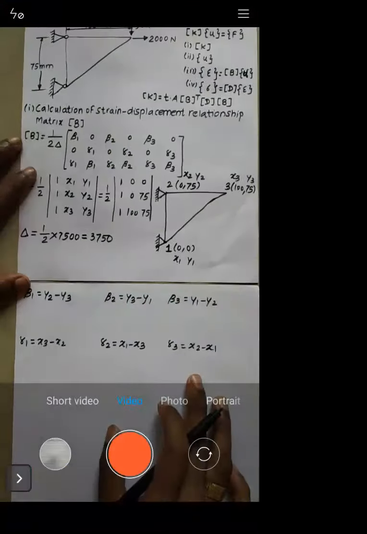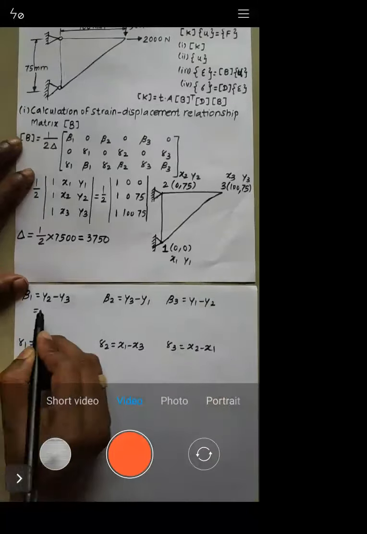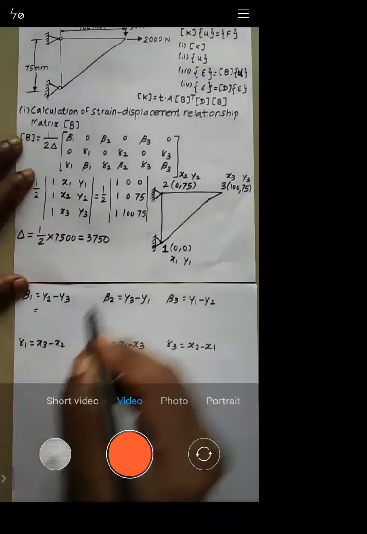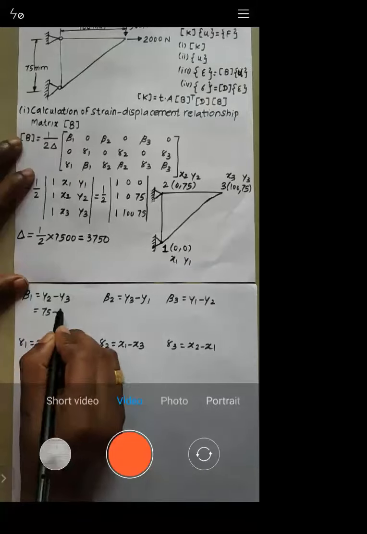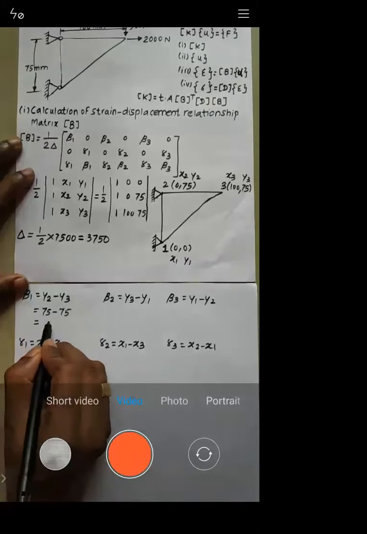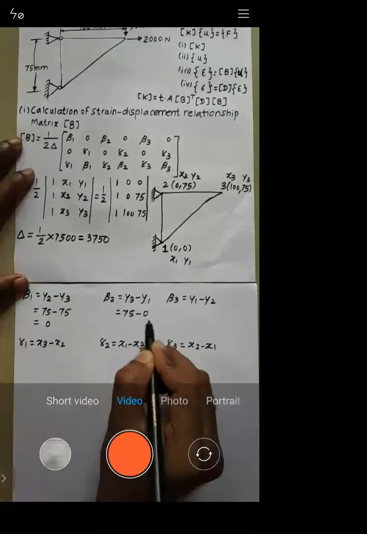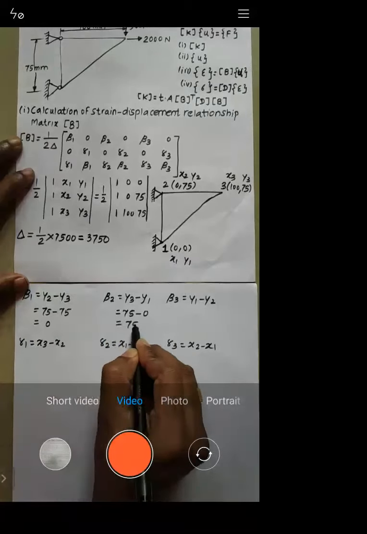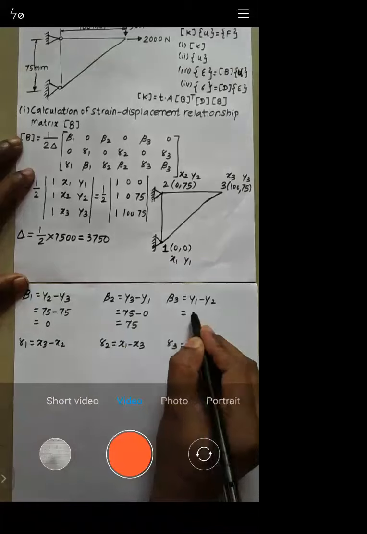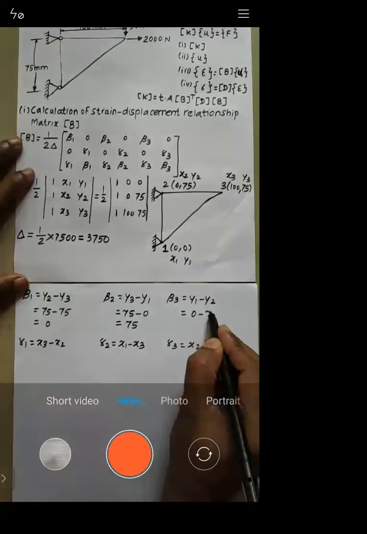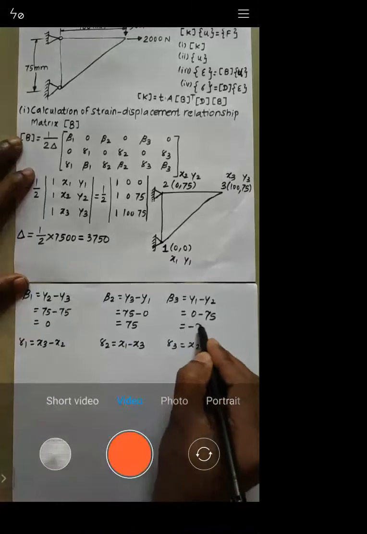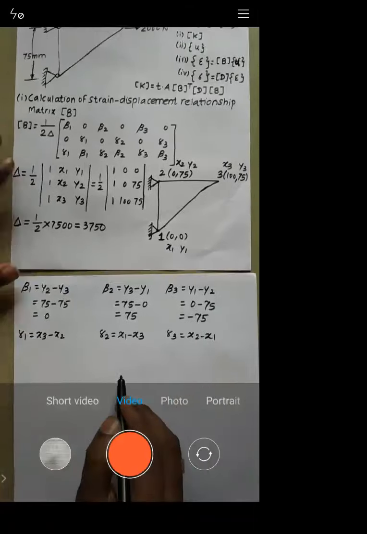So let's put the values now. What is y2? Y2 is 75. Y3 is again 75. So this value comes to 0. Then y3 is 75, y1 is 0, so we'll get 75. Now y1 is 0 minus y2 is 75, so you'll get minus 75.